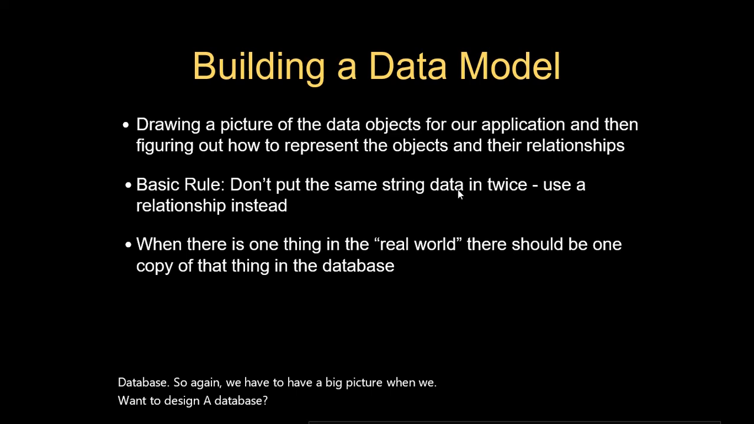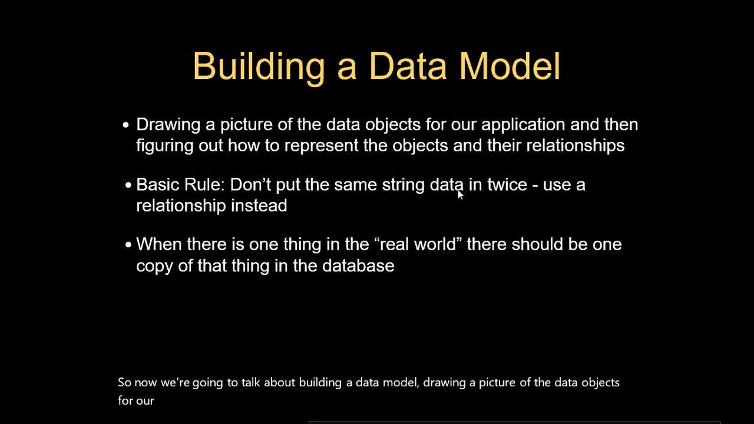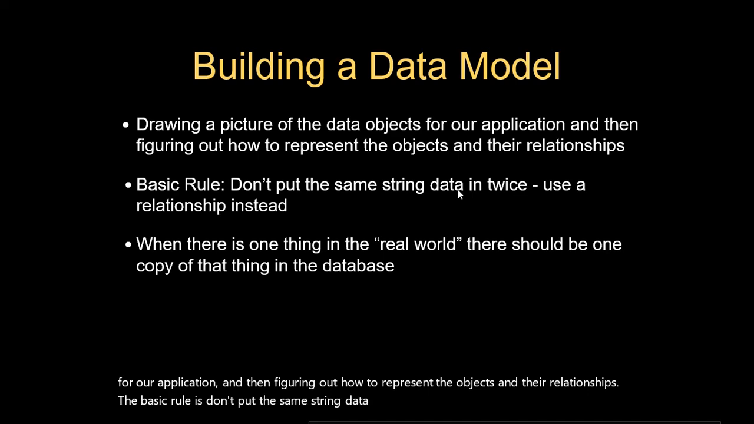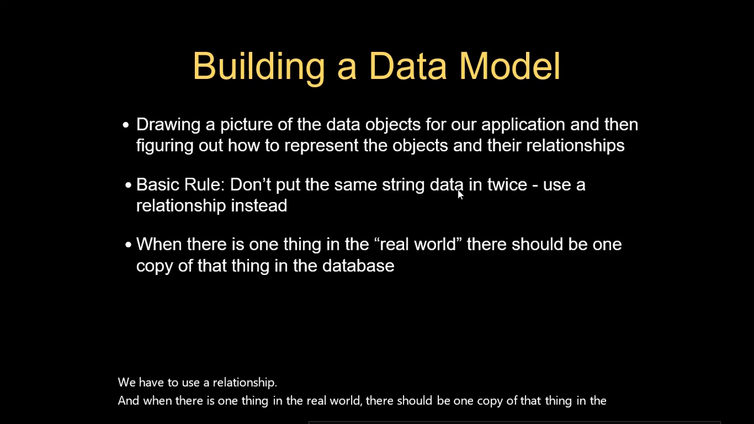So now we're going to talk about building a data model, drawing a picture of the data objects for our application, and then figuring out how to represent the objects and their relationships. The basic rule is don't put the same string data in twice. We have to use a relationship. And when there is one thing in the real world, there should be one copy of that thing in the database.